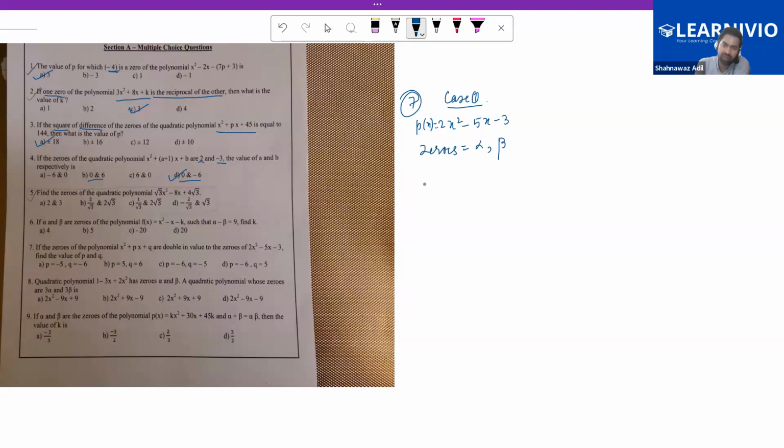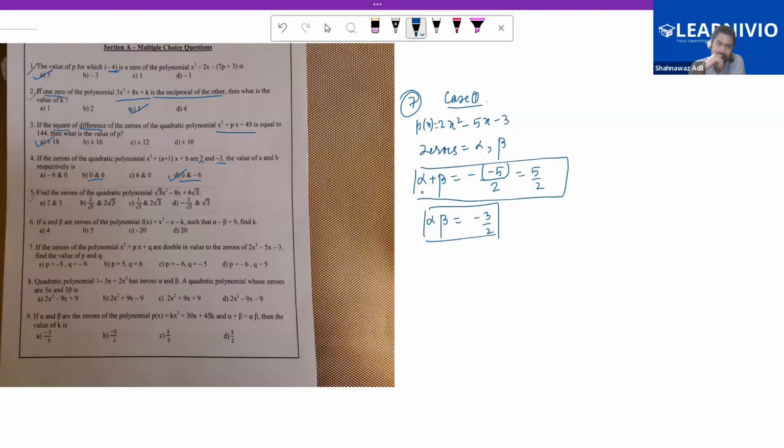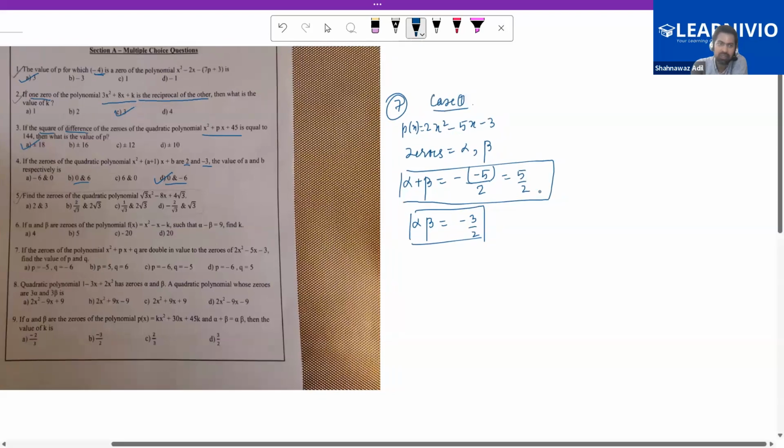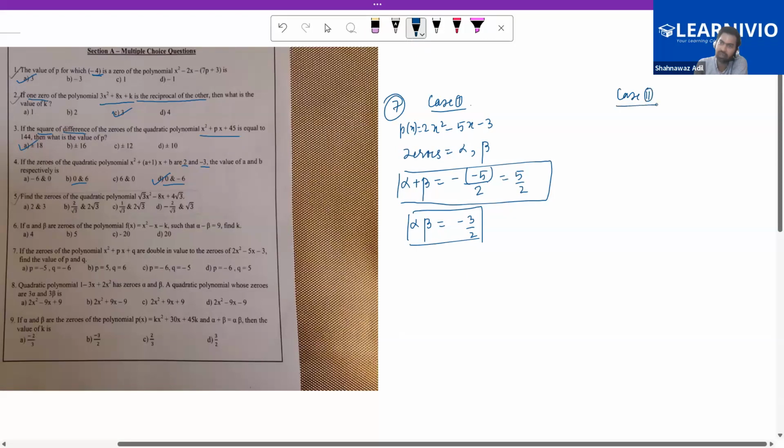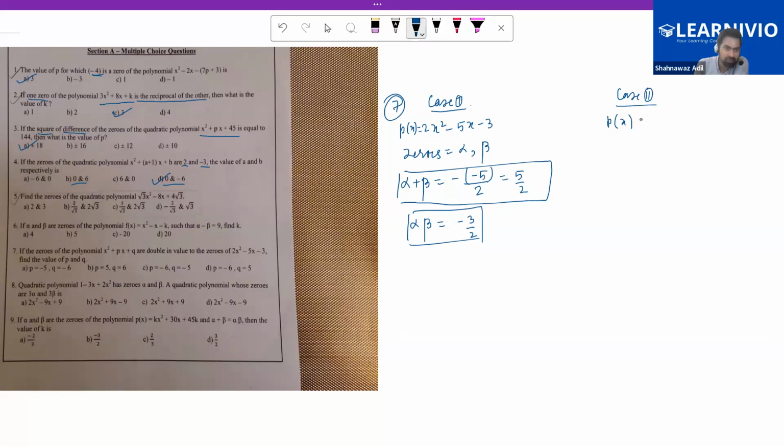So we can find alpha plus beta. That would be minus of minus 5 by 2, so this is 5 by 2. And then alpha into beta would be minus 3 by 2. Right? So now we have the second case. In the next case, we have this polynomial. What is the polynomial? The polynomial is x squared plus px plus q. And they are saying that the zeros are double the value of these zeros, right? So its zeros would be how much? What would be the zeros?